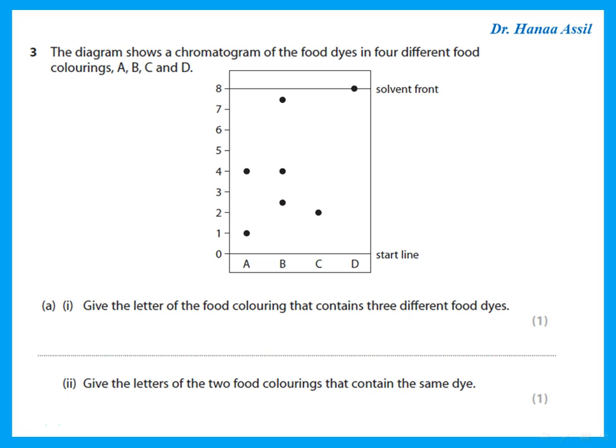The third question says the diagram shows a chromatogram of the food dyes in 4 different food colorings, A, B, C, and D.